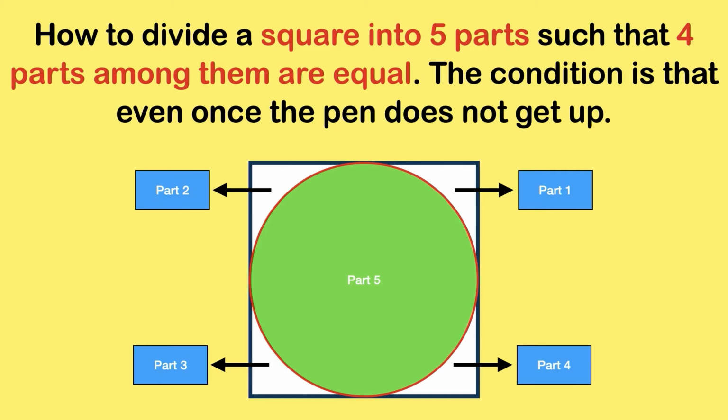And part 1, part 2, part 3, part 4 are equal. Thus, by drawing an inscribed circle within the square, we can divide a square into 5 parts such that 4 parts among them are equal. This is one such question frequently asked in interviews. Do prepare for this.